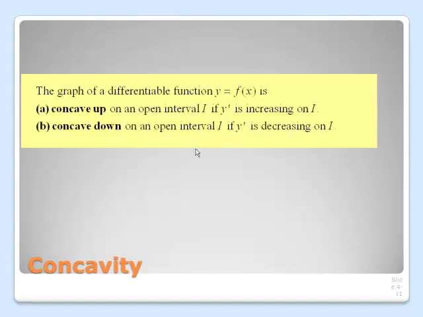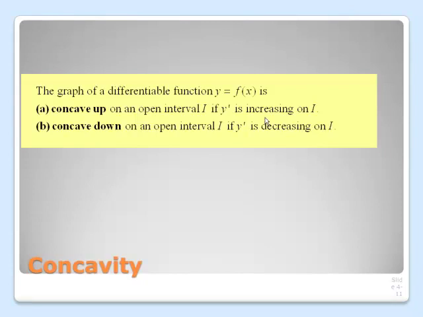The graph of a differentiable function y equals f of x is concave up if the first derivative is increasing, and it is concave down if the first derivative is decreasing. We've talked about how increasing and decreasing functions are reflected through their derivatives. Since the first derivative is increasing, it should follow that the second derivative would be positive, and if the first derivative is decreasing, the second derivative would be negative.